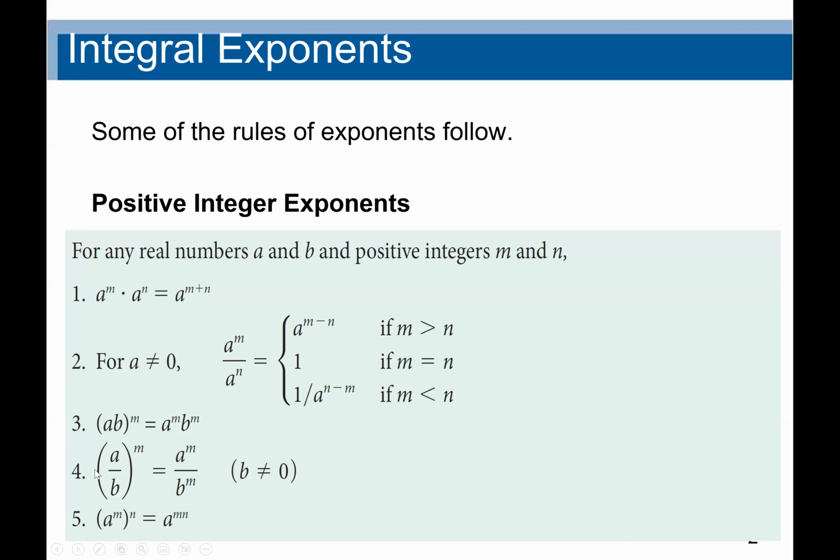Now we know that when we are doing division, our denominator cannot be 0. If the denominator is 0, then we cannot get any answer, there's no solution. So here we write b is not equal to 0. Now, if you have a power raised to another power, then you multiply the exponents. So for example, here we have a to the power m, then in parentheses to the power n. So it will be a to the power m times n. So those are the rules.